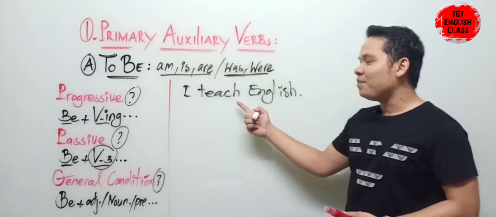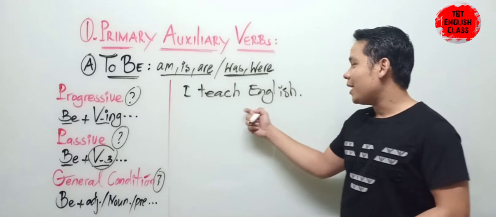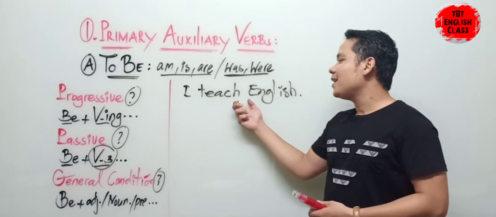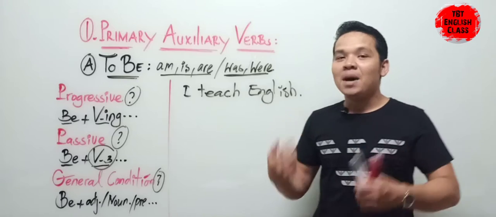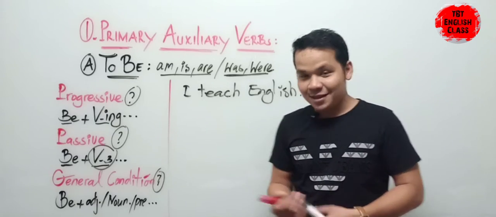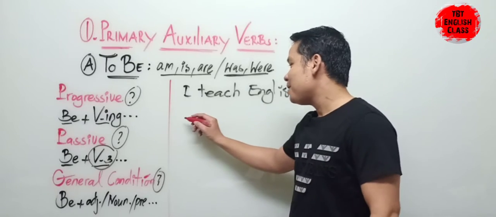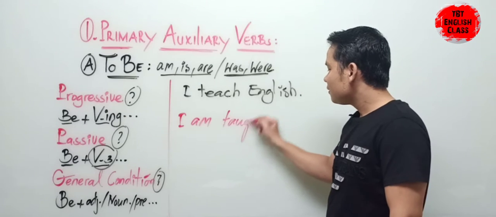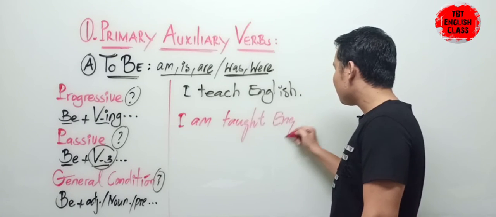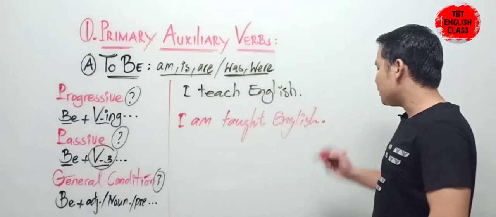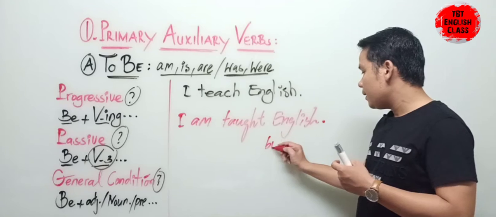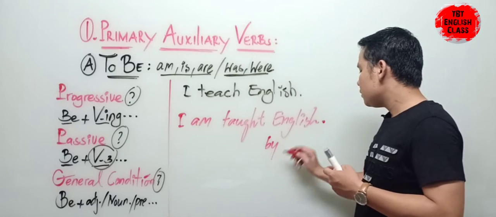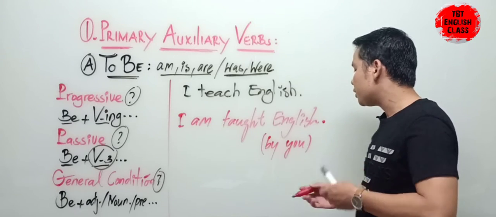Let us see. Now I keep this simple sentence to change. I teach English, you know, I teach English. So when I want to change this sentence to be passive, I must keep form be plus verb 3. Okay, how do we change? Let us see. I say, I am taught English. Okay, I am taught English, like this. Okay, I can put by someone or by teacher, okay, by you or by someone. Okay, by you, okay, put here.